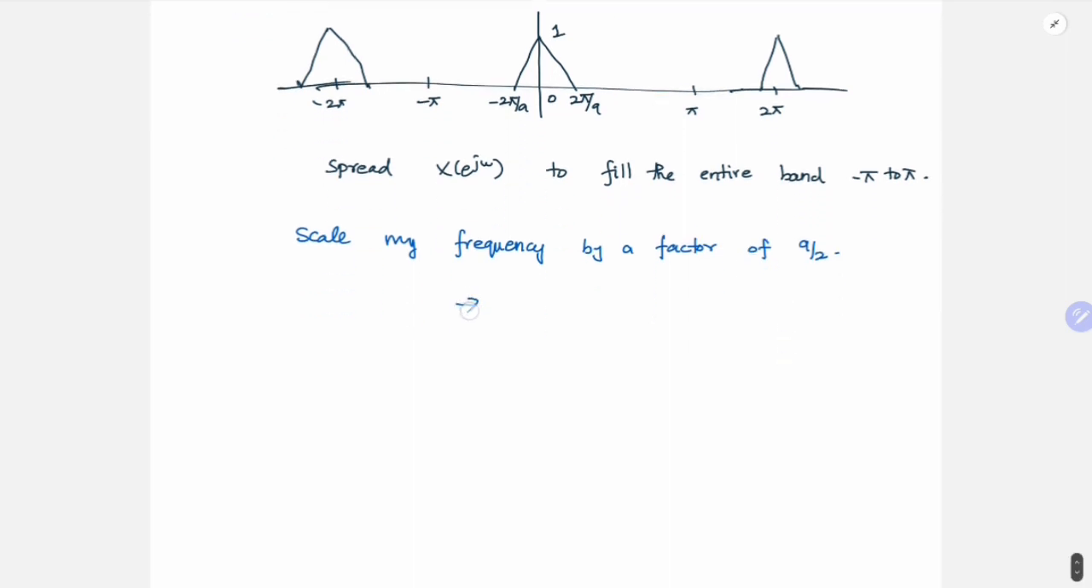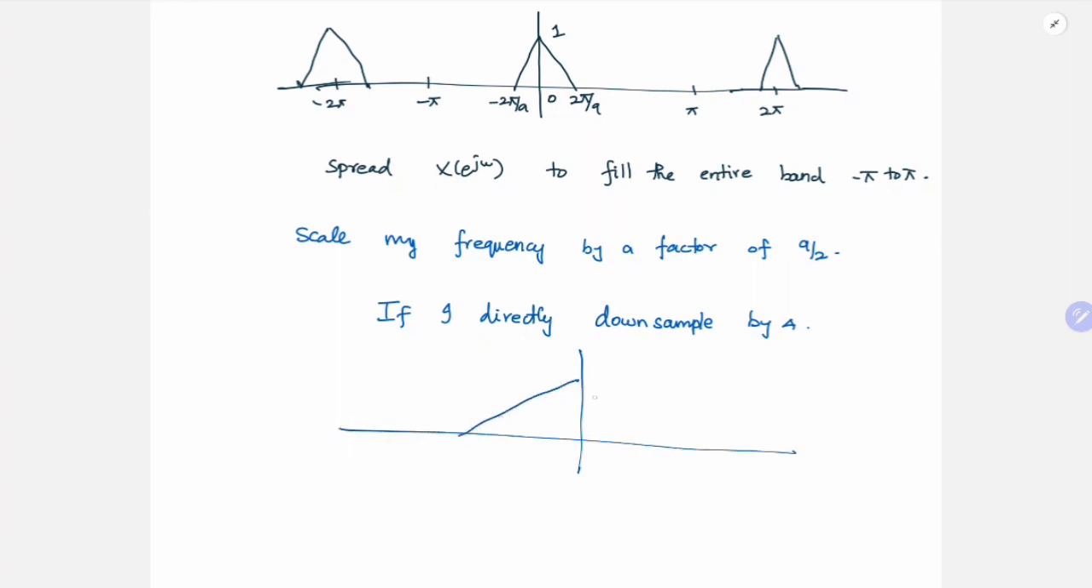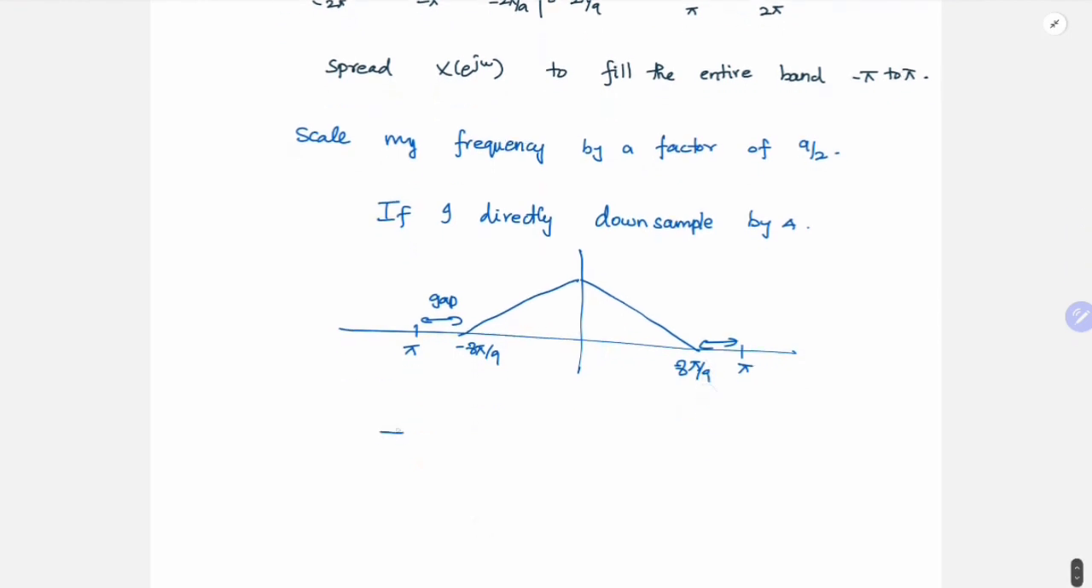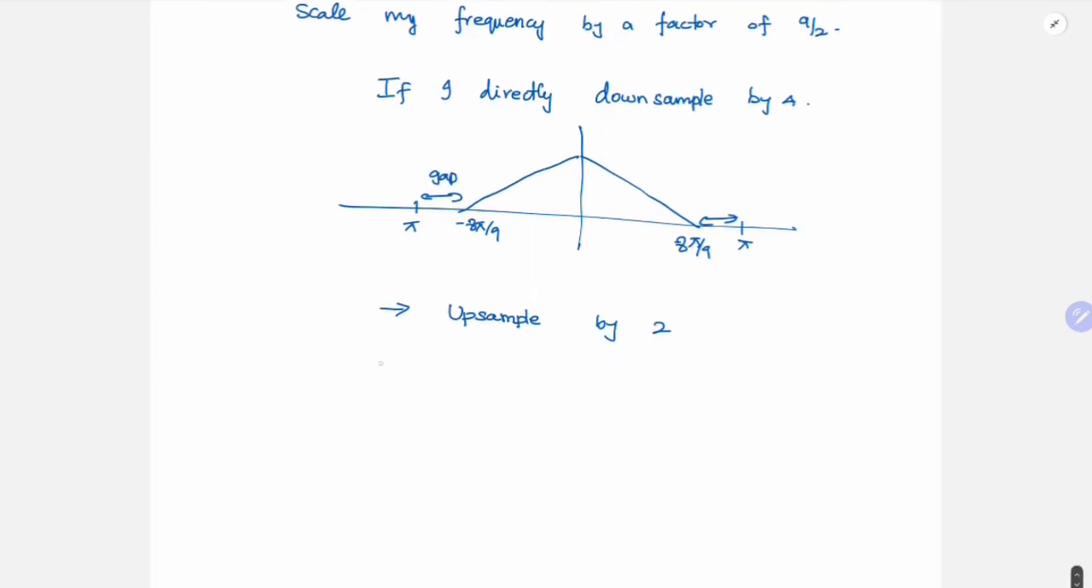So what I have to do is, I first upsample. So let's say if I just directly downsample by 4, then what will I get? I will get, this will be 8 pi by 9 to this will be minus 8 pi by 9. So still there is a gap, right? I don't want this gap. So what I have to do? I have to first upsample by 2. Then downsample by 9.